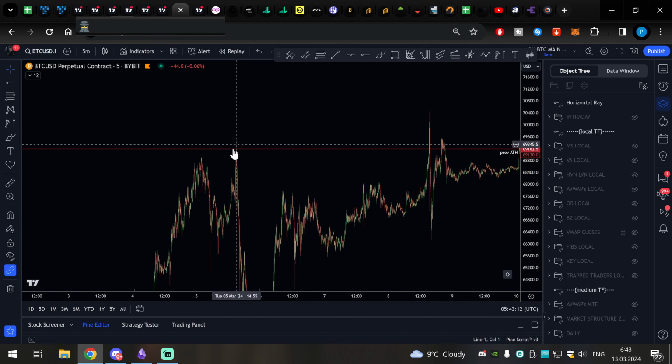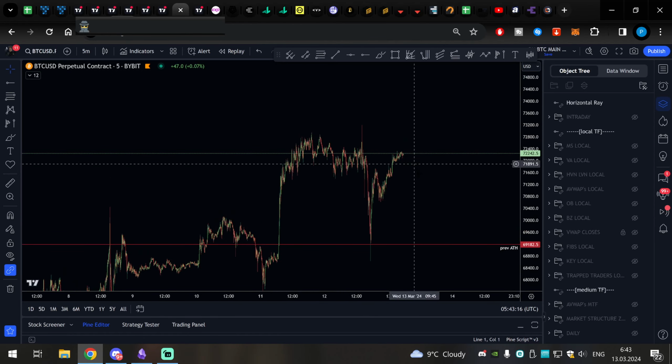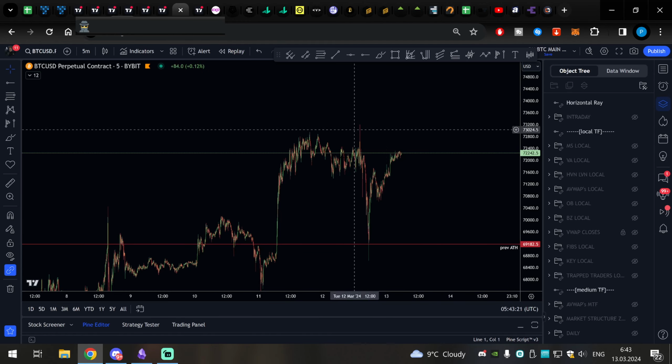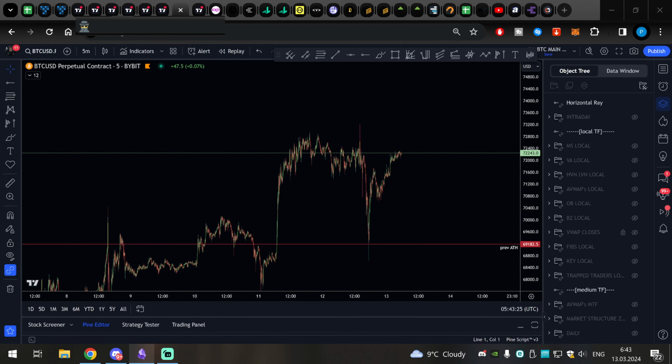Yes, and we had a big swing failure pattern over here as well, but this is what it's going to be like in the future. So you get the local range, then you might do a swing failure pattern. That's going to be a short. Not shorting this. This is not the way.